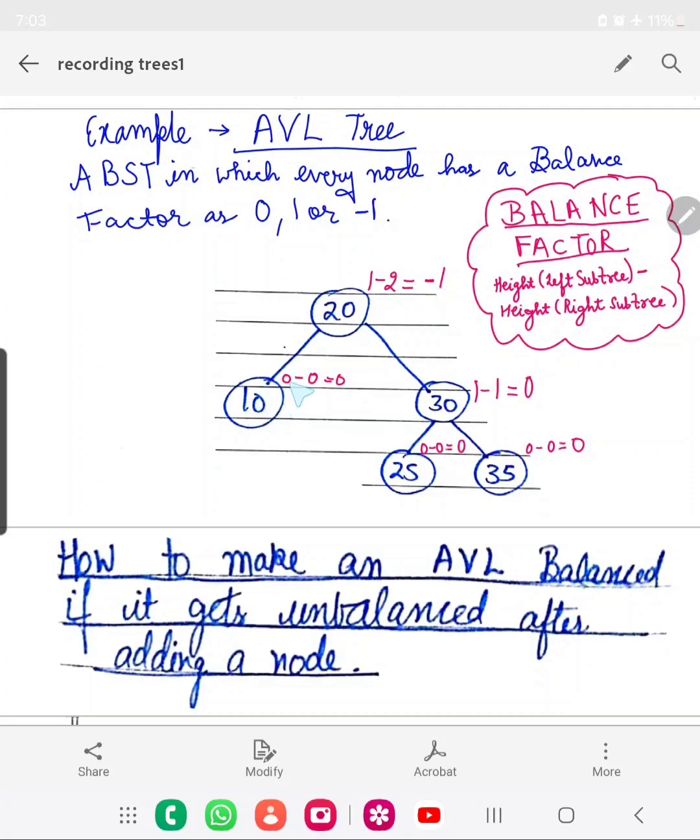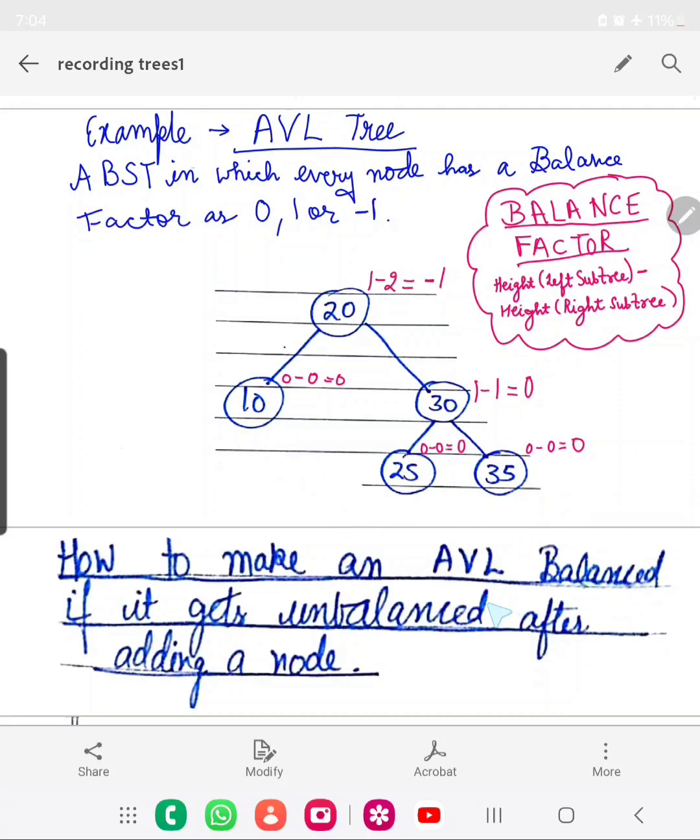The balance factor of 10 is 0 minus 0, because 10 does not have left and right subtrees. So 0 minus 0 is 0. Please note that the height of all the leaf nodes is 0, and the height of left subtree minus right subtree is also 0, which means the balance factor of all the leaf nodes is 0. A leaf node is a node which does not have any left or right child. Then the height of 30 on the left side is 1 and on the right side the height is also 1. So the balance factor of 30 is 1 minus 1, 0. So it is a balanced AVL tree.